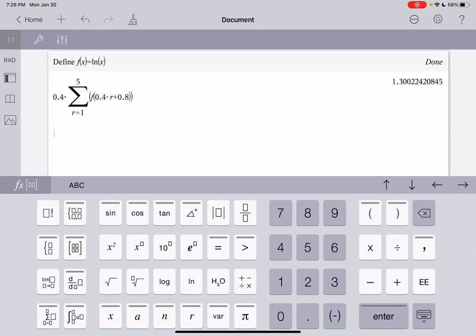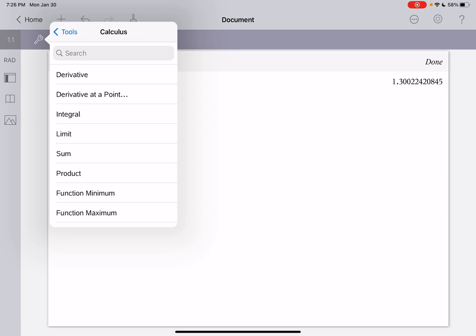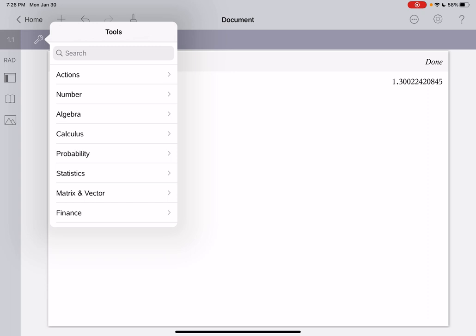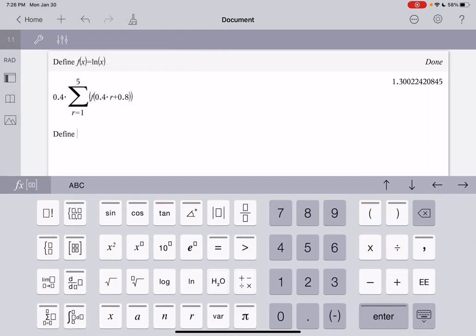So let me redefine what I had here before. So we're going to, no, not derivative. That's not what I meant. Got to go back a menu. Here we go. Actions, and then define. So this function, we're going to say f of x is equal to 8 minus x, and hit enter, and there we go.